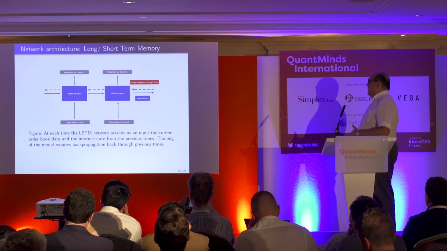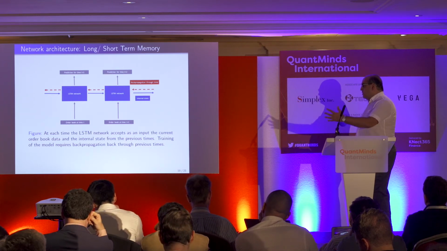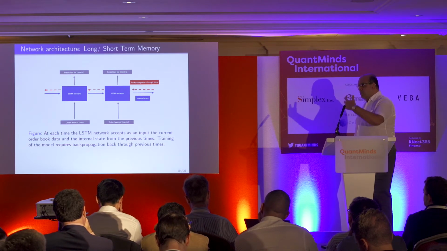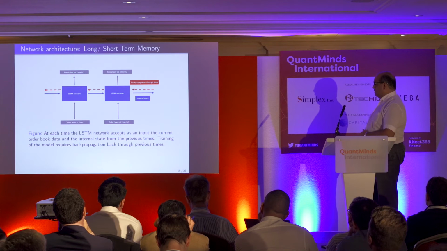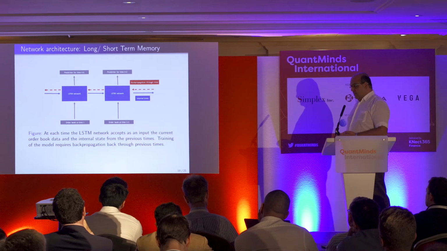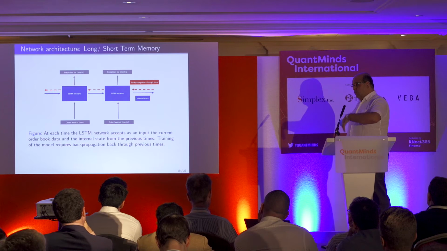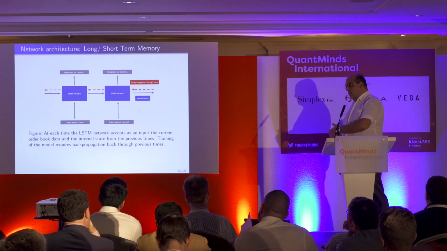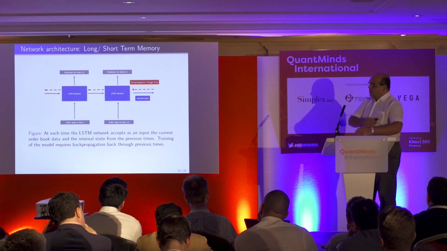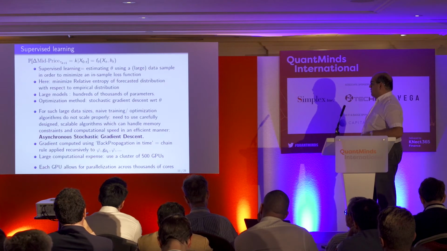In our case, at each point in time, we look at the current order book data plus the internal state HT, which is a summary of the relevant features from all the past history of the order book up to time t minus 1. And training these networks is very costly in terms of computational time, because when you want to compute the loss function in the phase of supervised learning, you have to go back in time and compute the gradient with respect to all the points back in time. So it's quite a large calculation, and I will tell you how it's done.